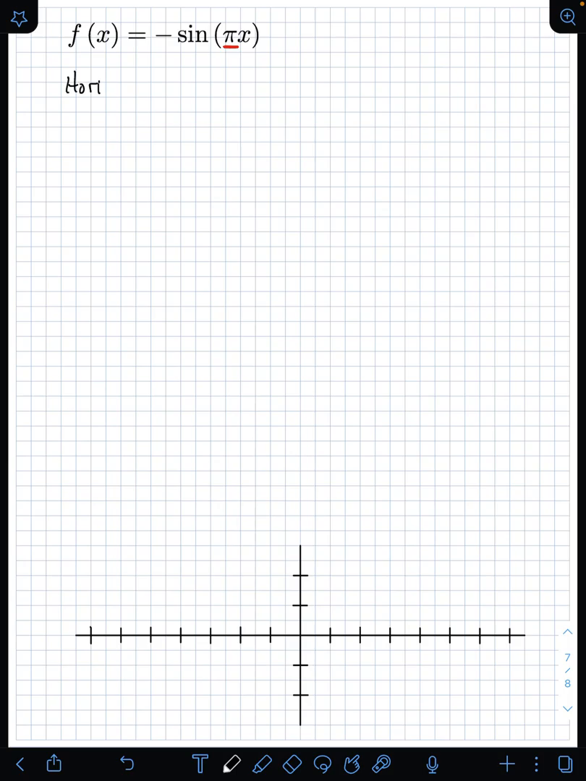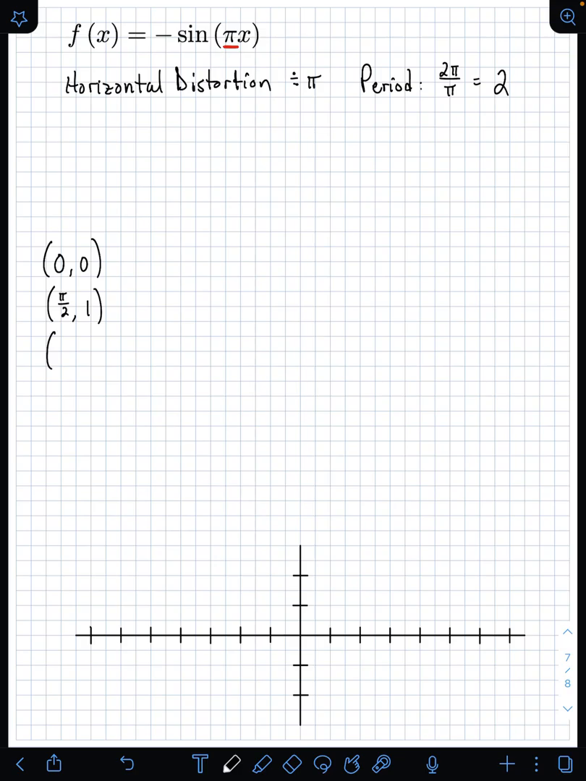That's going to cause, again, a horizontal distortion. What it's going to do is cause us to take every x value and divide it by pi, and that includes the period. The period is normally 2 pi, and now it's going to be divided by pi. The pi's cancel out, and that leaves us with a period of 2. That's significant because the 5-point summary normally would have fractions of pi for its x-coordinates.